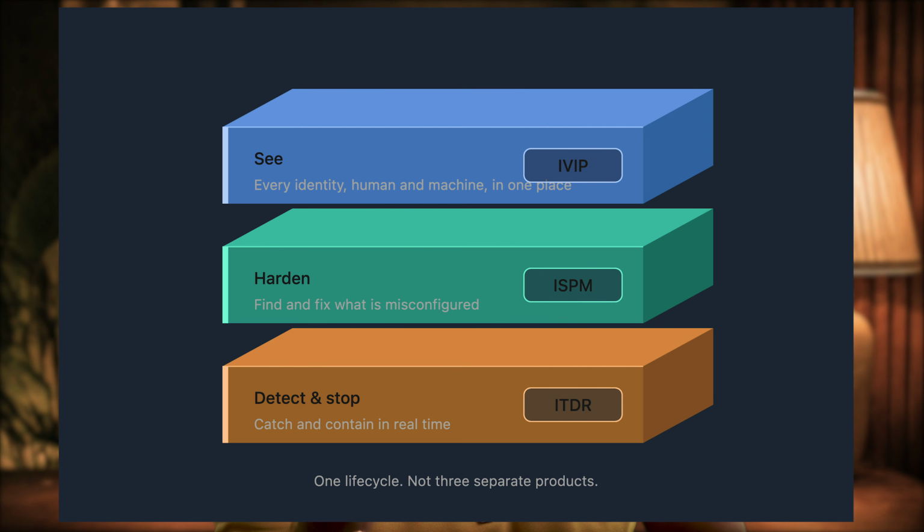Three layers, three jobs. First, you have to see all of it in one place. That layer is called IVIP. Second, you have to harden. Find what is misconfigured and fix it. That layer is called ISPM. Third, you have to detect and stop in real time when something goes wrong. That layer is called ITDR. Most organizations have none of these three. Some have one, almost nobody has all three talking to each other. Let us take them one at a time.